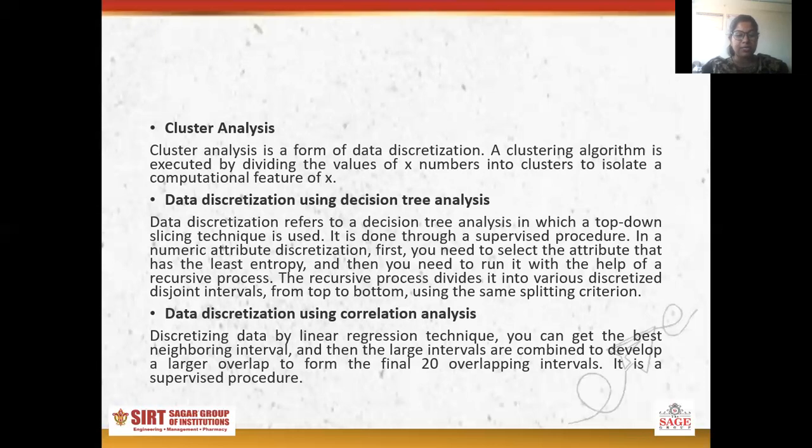Data discretization using correlation analysis. Discretizing data by linear regression technique, you get the best neighboring interval and then the large intervals are combined to develop a larger overlap to form the final overlapping intervals. It is a supervised procedure.